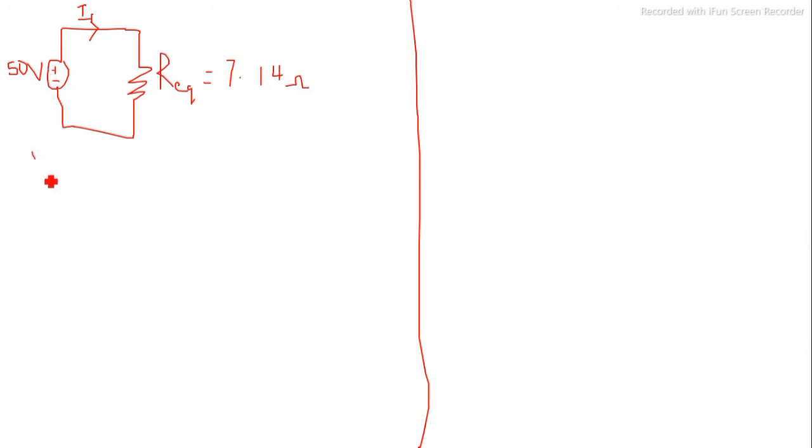So using Ohm's law, V equals to what? IR. So in this case, V source should be equal to I source times R equivalent. So make I source the subject of the formula. That means your I source will be equal to V source divided by R equivalent. What's the V source? 50 volts. What's the R equivalent? 7.14.